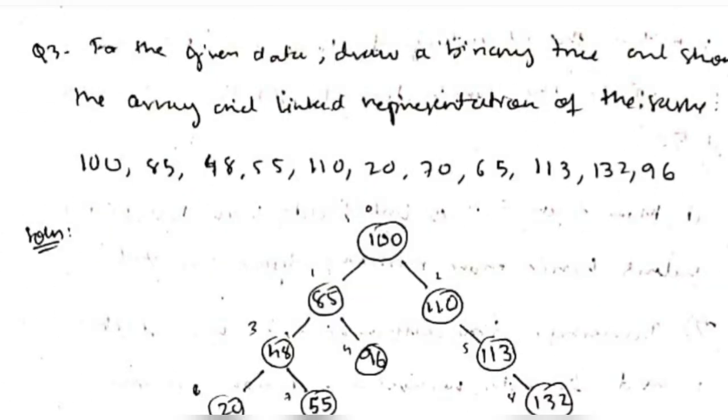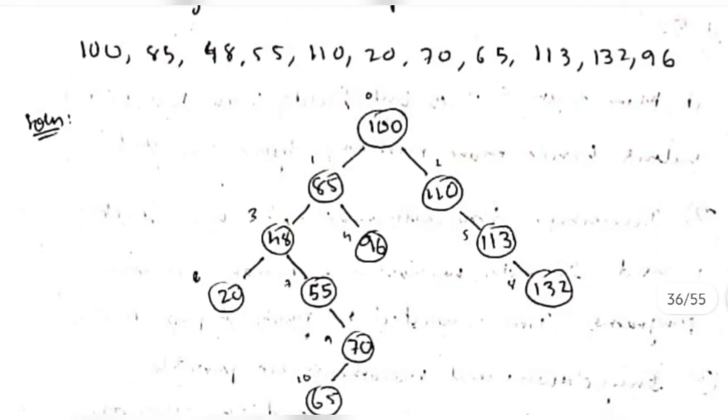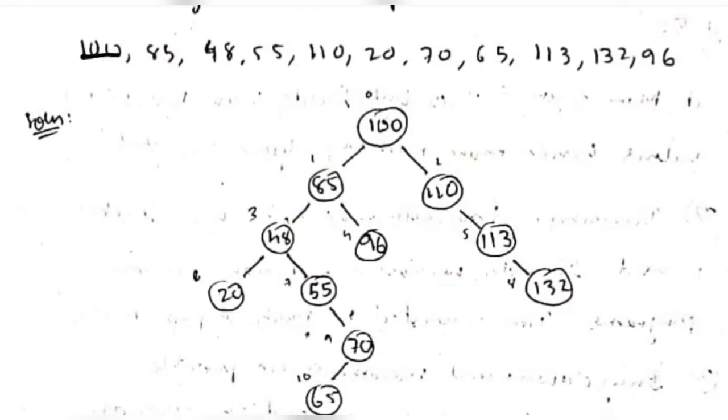In this question we have been asked to draw a binary tree and give the array and link representation of the same. Okay, so first we will draw a binary tree. For drawing the binary tree, consider this as root node. The first one, it's 100. Okay, then next is 85. This element which is 85, it's less than 100, right, we'll put in the left position.